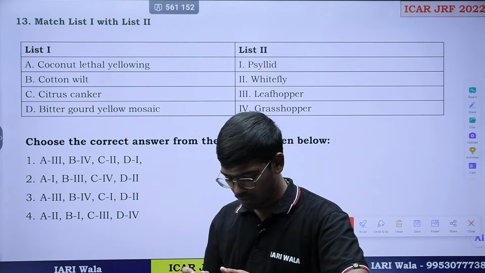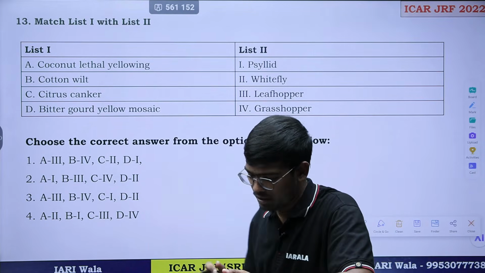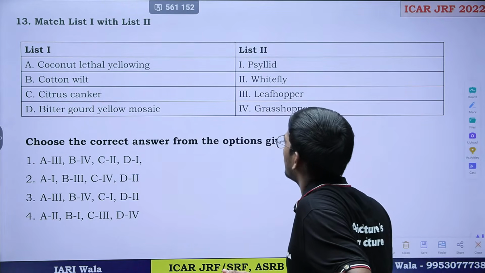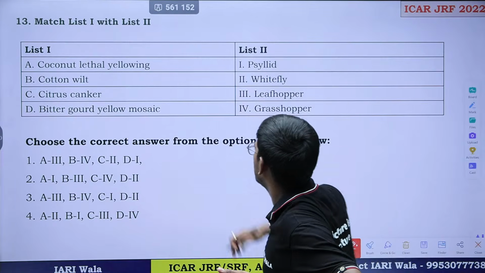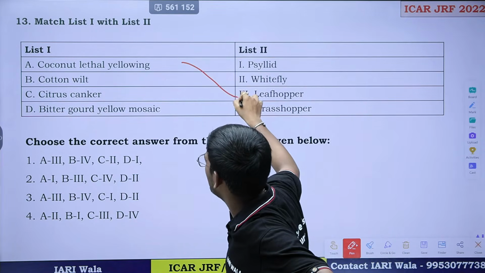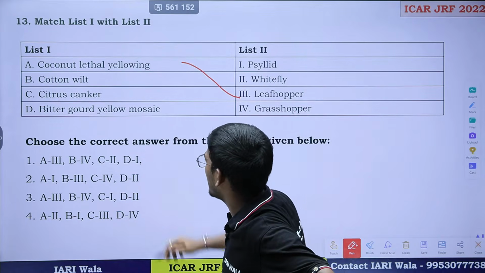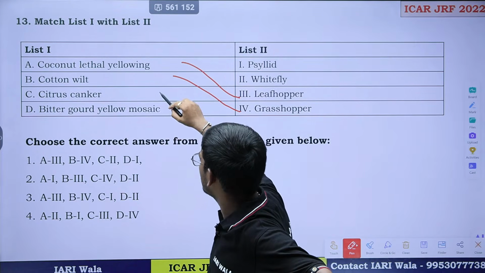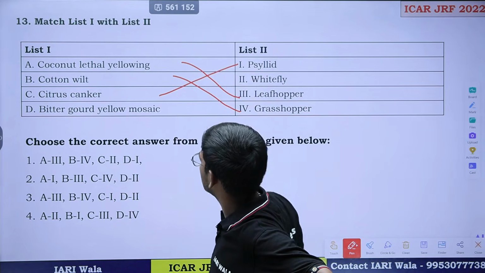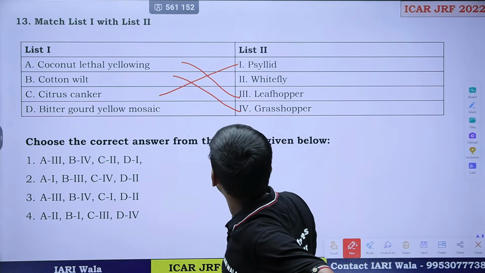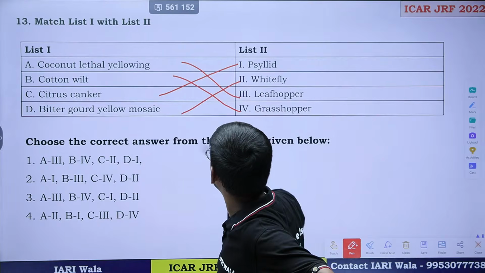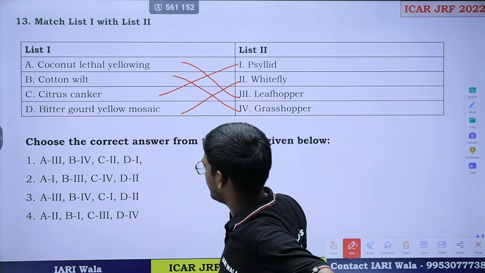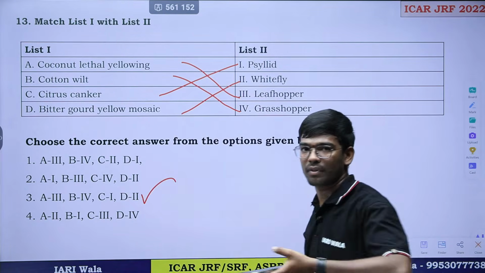Chaya Sahu and Dev Patel responded option 3, as did Anshul Gupta. Coconut lethal yellowing, I already said, is a leafhopper disease, transmitted by leafhopper. Cotton wilt is transmitted by grasshopper. Then citrus canker, psyllid. Then bitter gourd yellow mosaic, that is whitefly. So A3, B4, C1, D2. Third option.